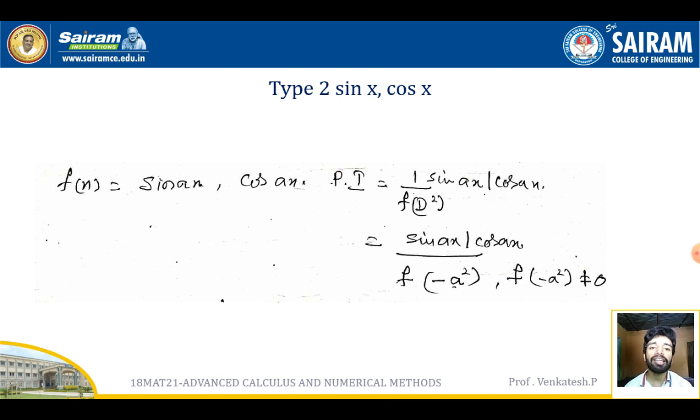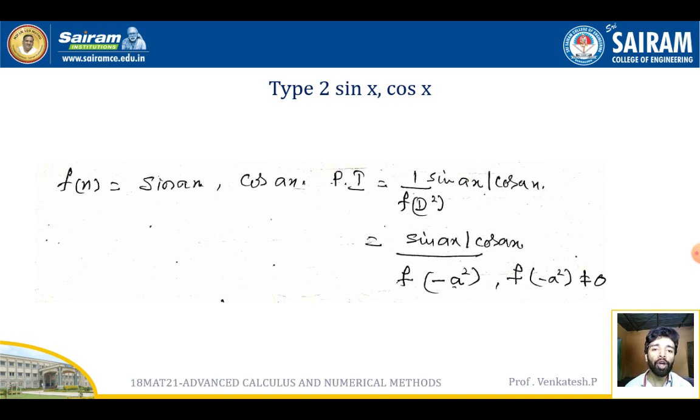The particular integral is equal to sin ax or cos ax divided by f of d square. Here, we have to replace only d square terms, not d terms or d cube terms. If a d power 4 term is there, we expand it as d square whole square and replace the d square value. If d cube is there, we expand it as d square into d and replace the value of d square. But the d term we can't replace.